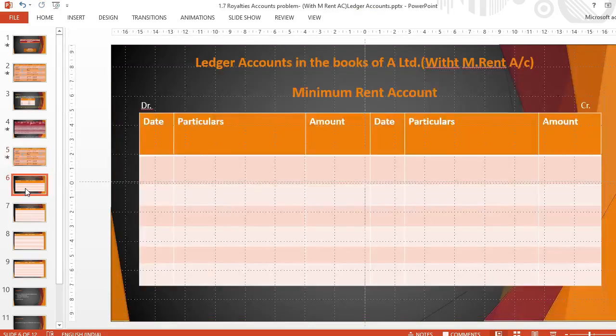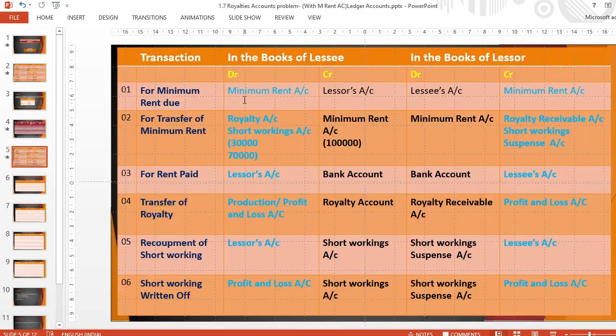So let me start with the first ledger account, minimum rent account. You can see here the journal entries are 2. The first transaction, minimum rent due. The entry is minimum rent account debit to lessor's account. And the second transaction, transfer of minimum rent to royalty and short workings account.